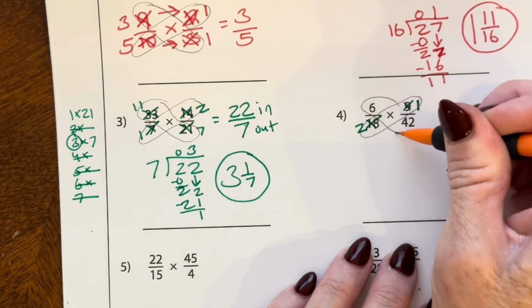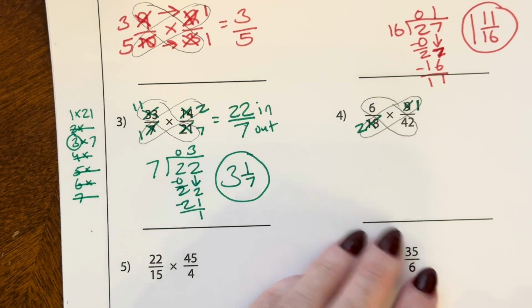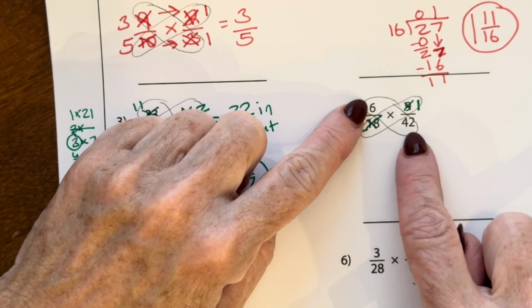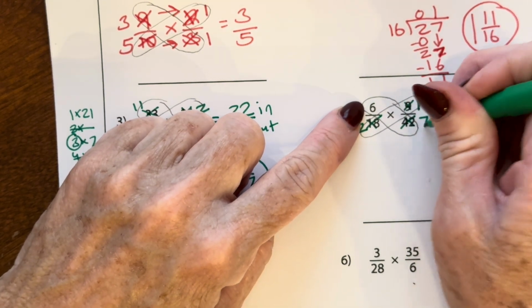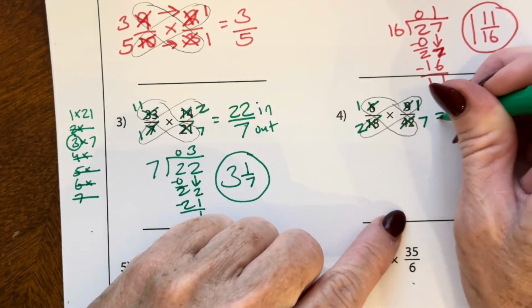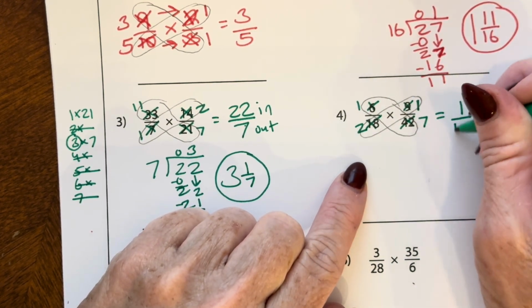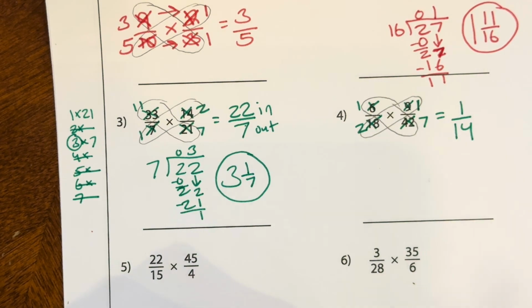Okay, let's check these. Okay, what's the greatest factor of 6 and 42? Well, I always look at this one. So it's 1 and 6. Is 6 a factor of 42? Yes, because 6 times 7. So that's going to be 7, and that's 1. So our answer is 1 times 1 is 1, and 2 times 7 is 14. And that is already a fraction less than 1.